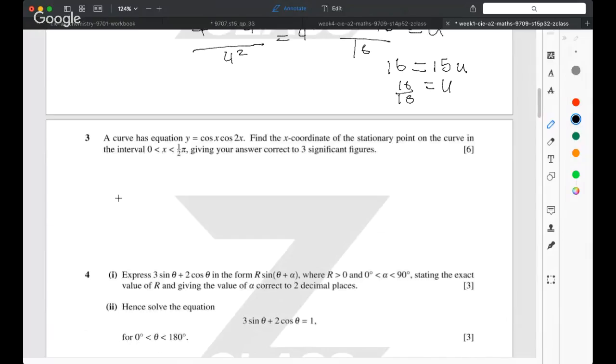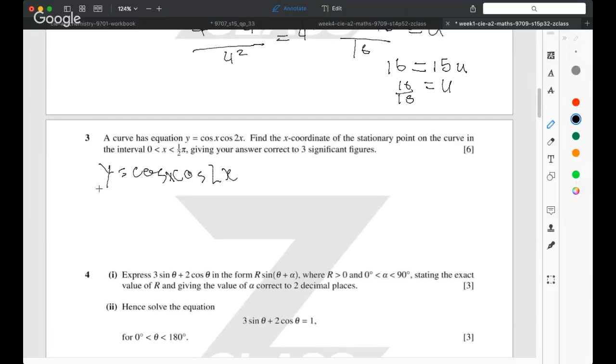So for this one, the curve of the equation y equals cos x cos 2x. Find the coordinates of x on the stationary point of the curve in the interval of 0. It says give the answer to the correct one. Find the coordinates of x of the stationary point.